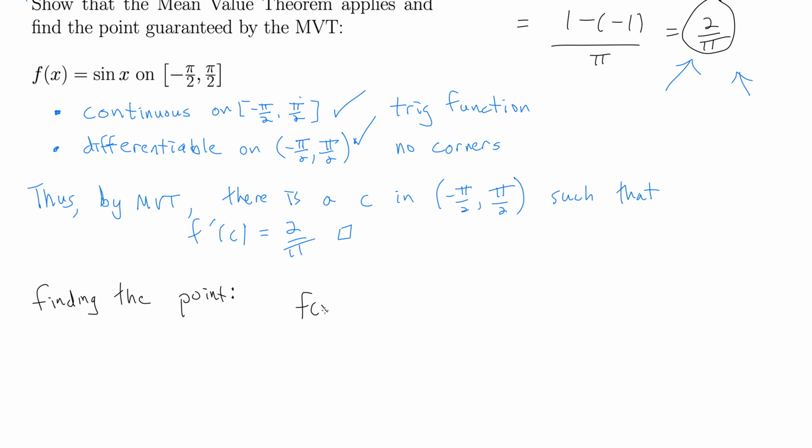Well, f of x is simply sine x here. So f prime of x is cosine of x. This should all be on ready recall here. And we need to find a point such that cos of x is 2 over pi. To solve for x, we can just take the arc cosine of both sides. So that gives us x equals the arc cosine, cos inverse, of 2 over pi, which we can then compute by putting that into a calculator. Make sure you're in radians. It gives us about 0.881.